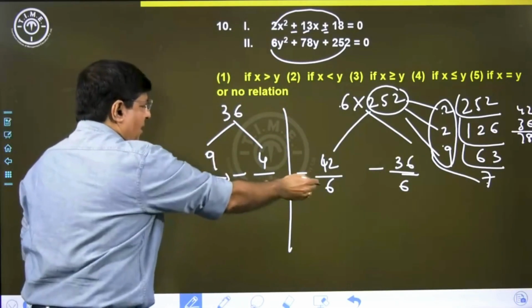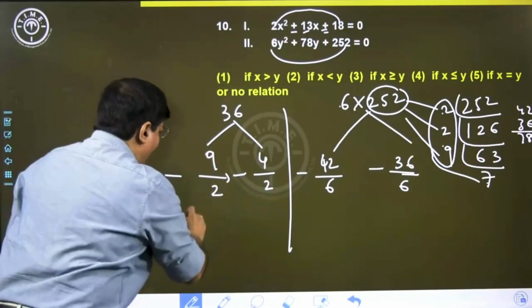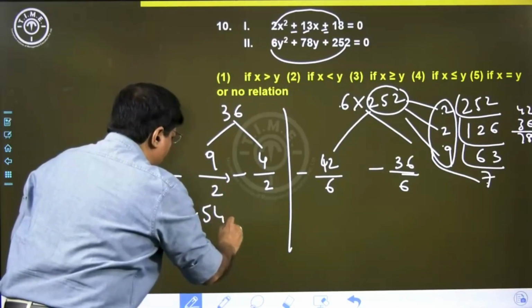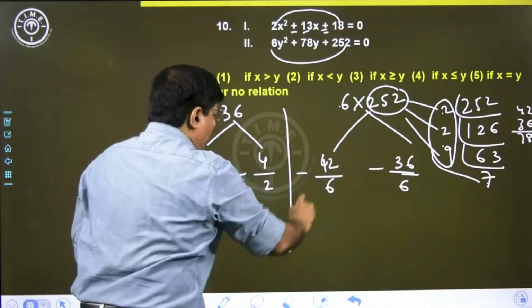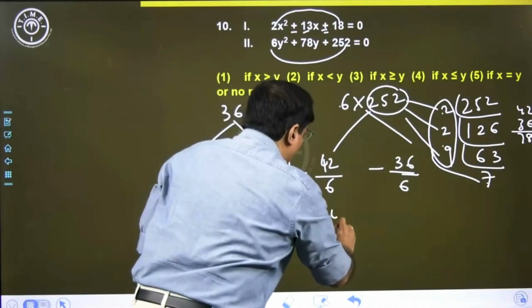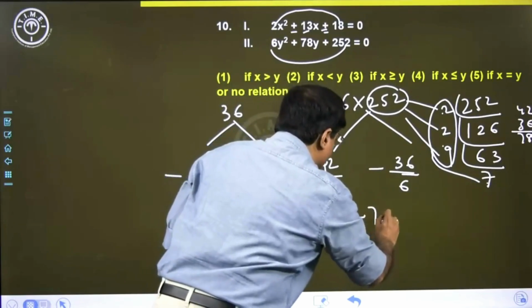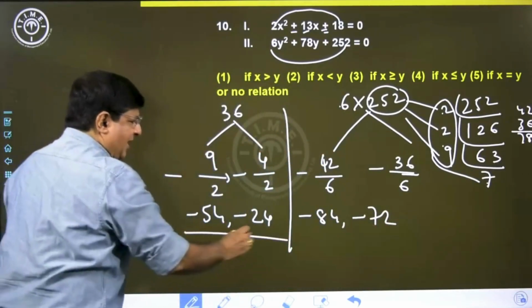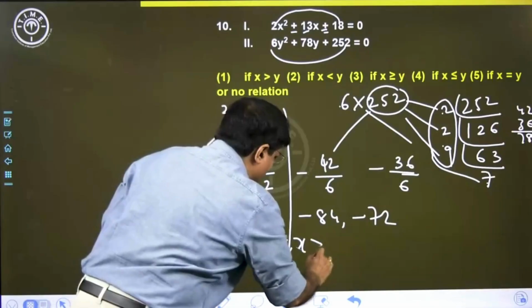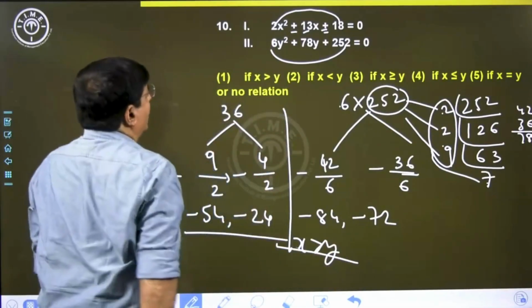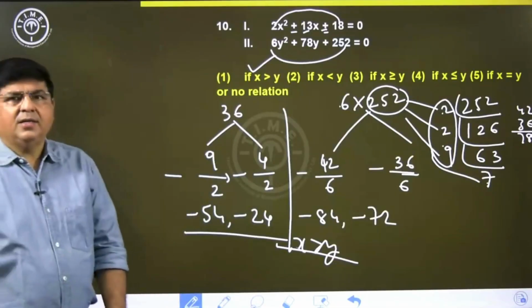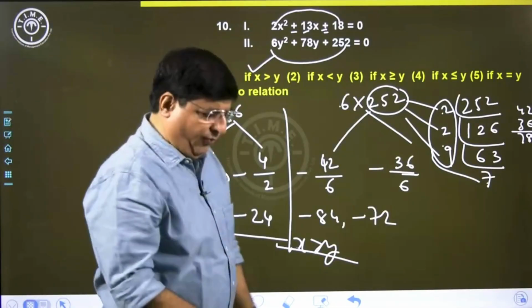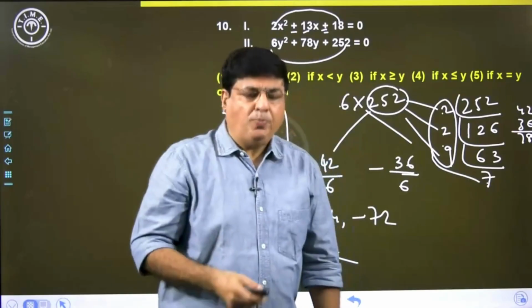Take this 6 there, what do you get? 6 9s, 54. Minus 54, take this 6 here, you get minus 24. Take this 2 there, minus 84, and take this 2 here, minus 72. Clearly this set is greater than this set, x greater than y. What is the option you get? Option is 1.